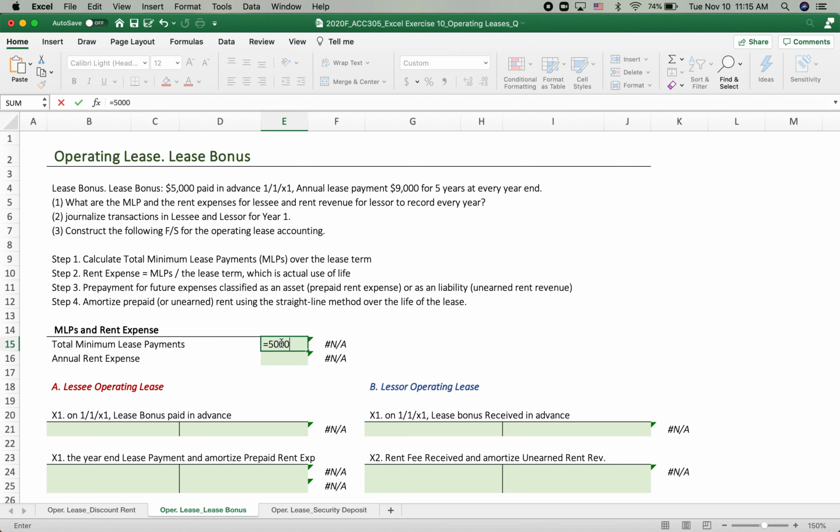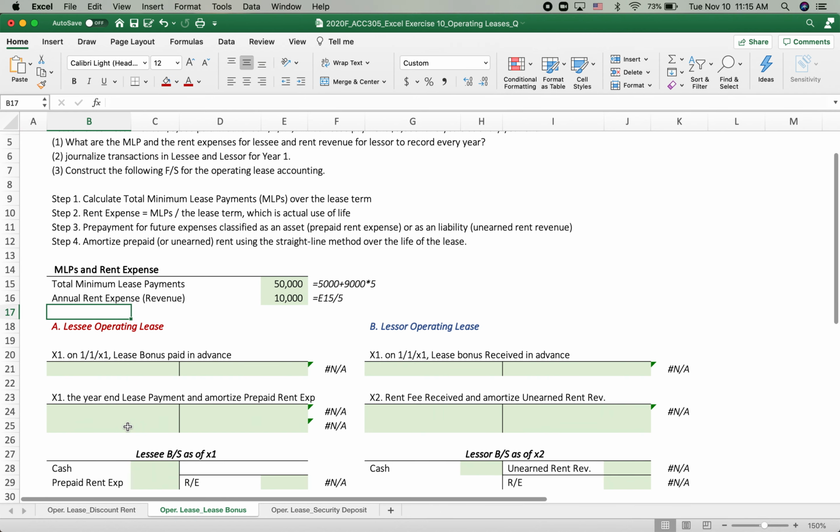$5,000 was the advance payment, plus how much is the annual lease payment? Right, $9,000 for 5 years. So $50,000 is the total minimum lease payments. Now, how many years? Right, 5 years, divided by 5. The minimum lease payment is the annual rent expense, or revenue for the lessor. I'm going to write down annual rent expense or revenue. So let's record.